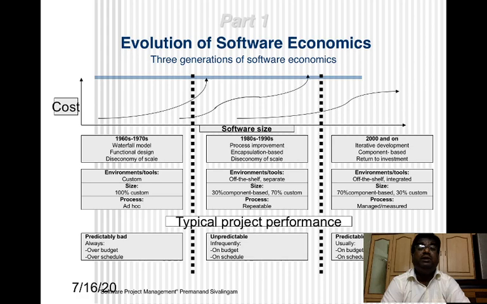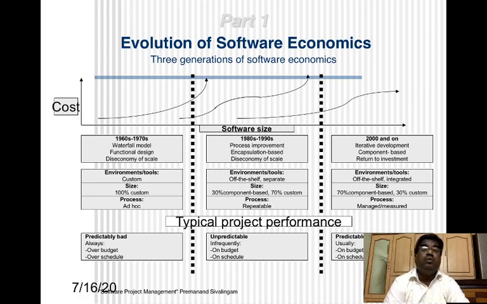So process improvement, encapsulation based, diseconomy of scale. In this one also there is no guarantee for the returns, ROI, return on investment. No guarantee for return on investment because there is no 100% assurance that the product is going to be released with success. That means within the budget, within the schedule. And the environment is tools off the shelf, separate. Size: 30% is component based, 70% is custom.